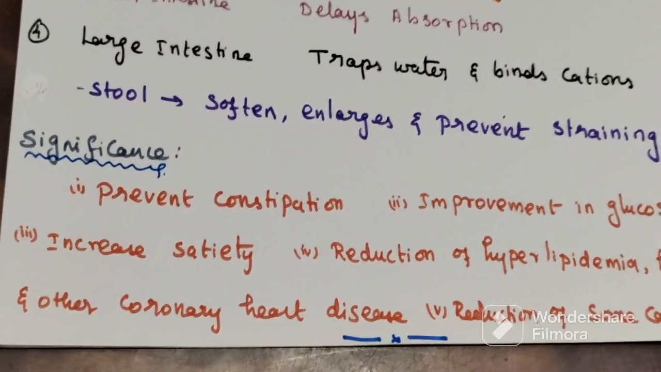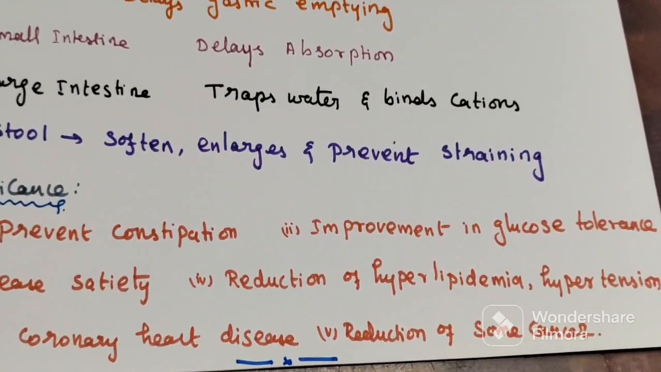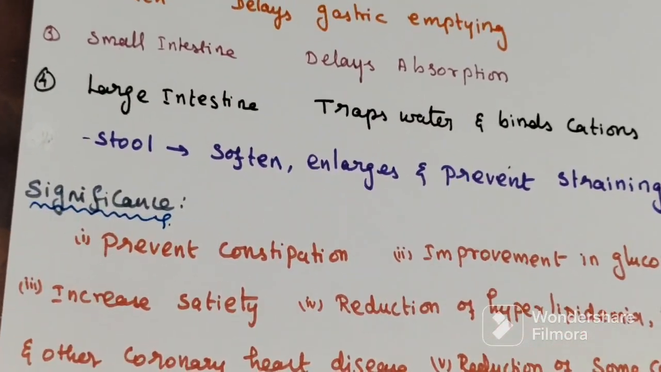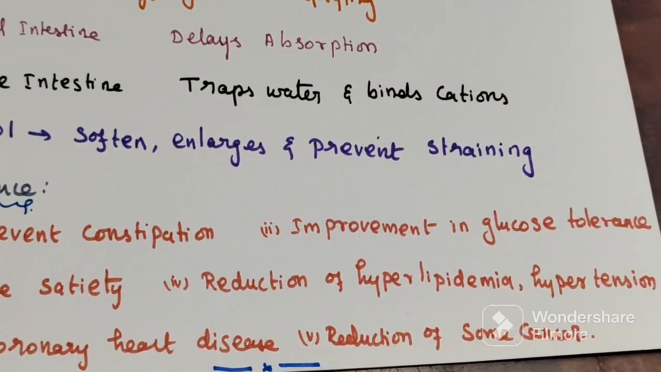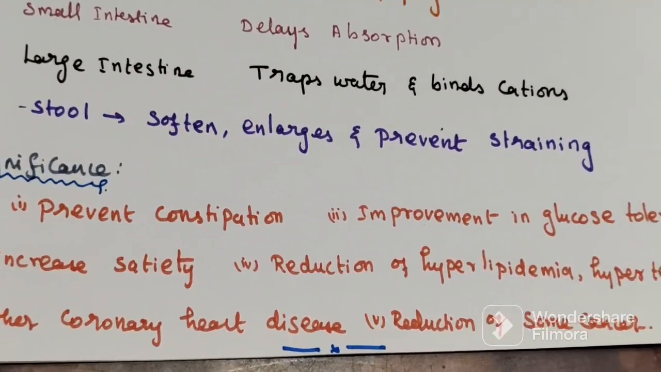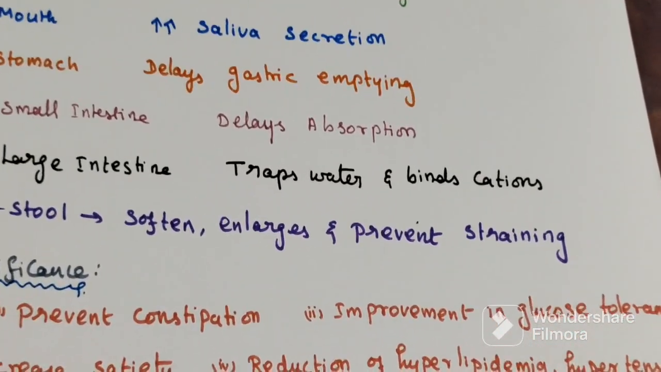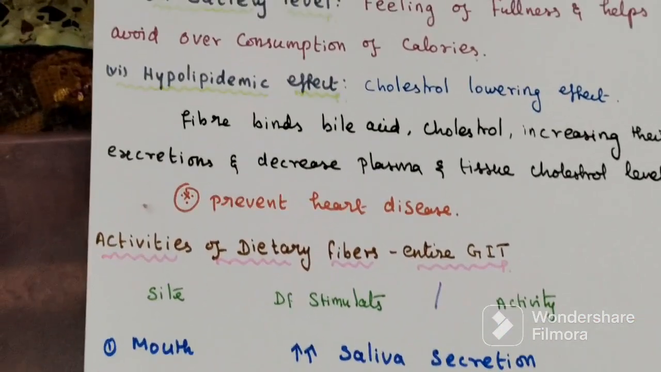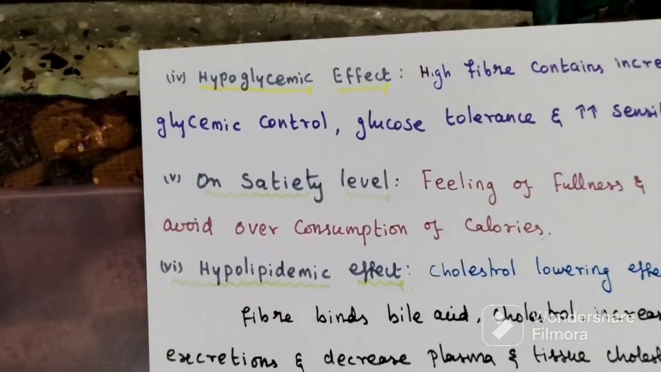So these are the important significances: prevent constipation, improvement in glucose tolerance, increased satiety, reduction of hyperlipidemia, hypertension and other heart related diseases, then reduction of cancer. This is all about dietary fiber. Now we will see the notes format.